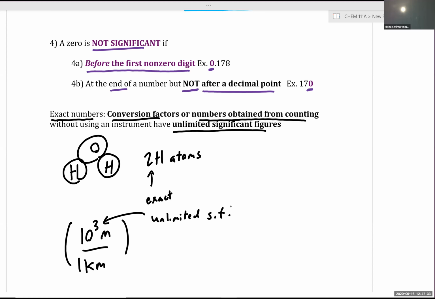Does this make sense so far to everyone? Okay, let's keep going.